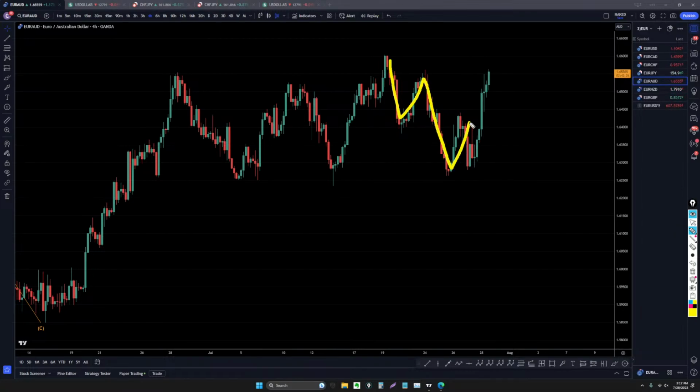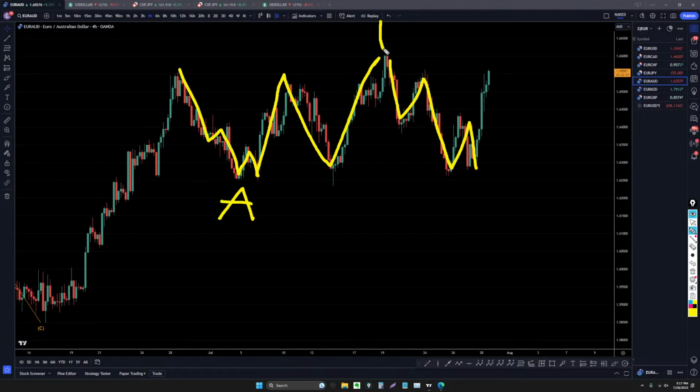1, 2, 3, 4, 5 waves down. Nice little downtrend over here. A, B, C in the middle. This is a very clear pattern. Impulsive up, break of structure. That's very clear that it's going up.